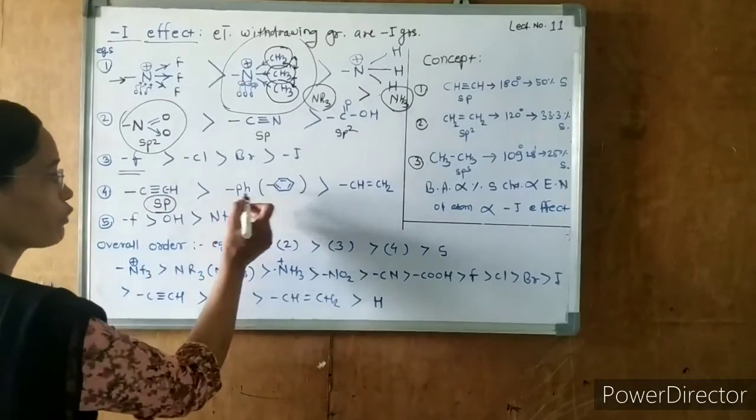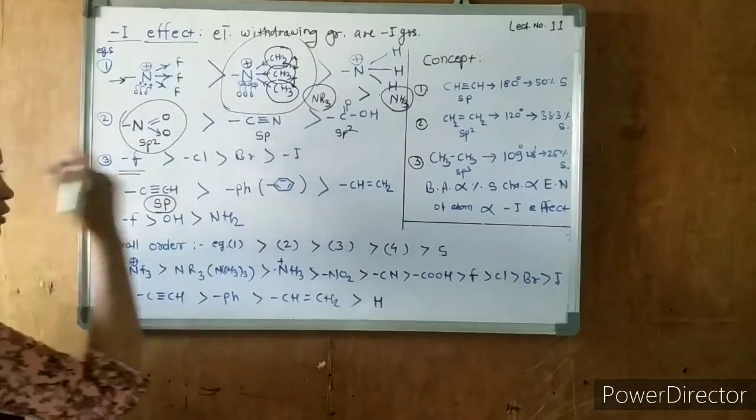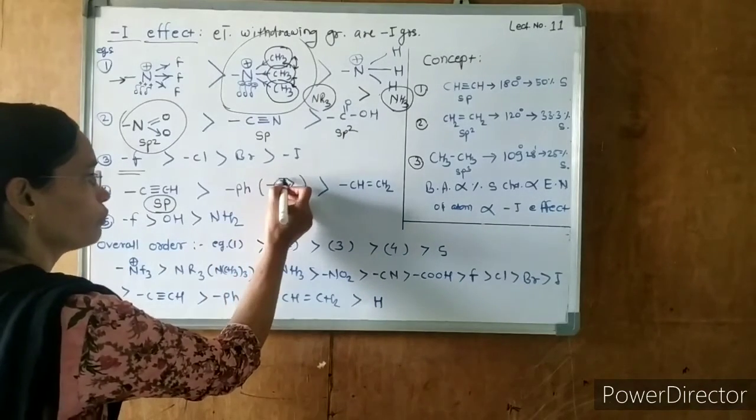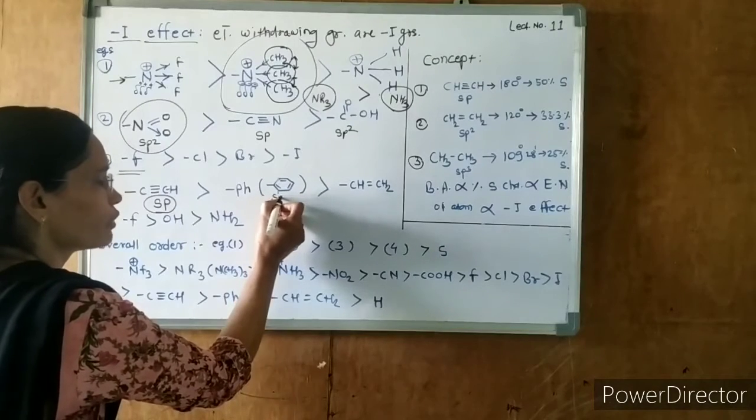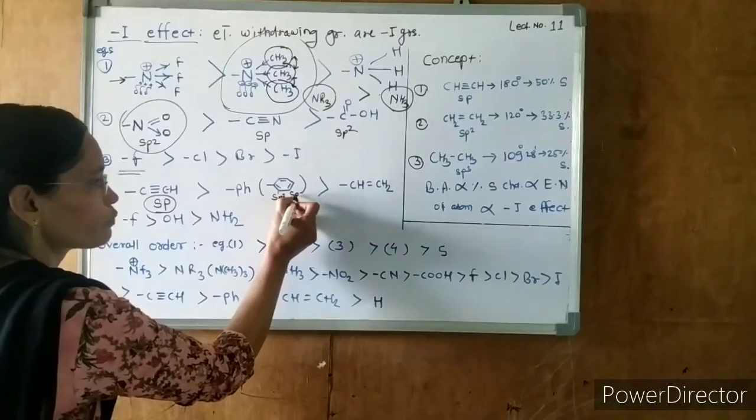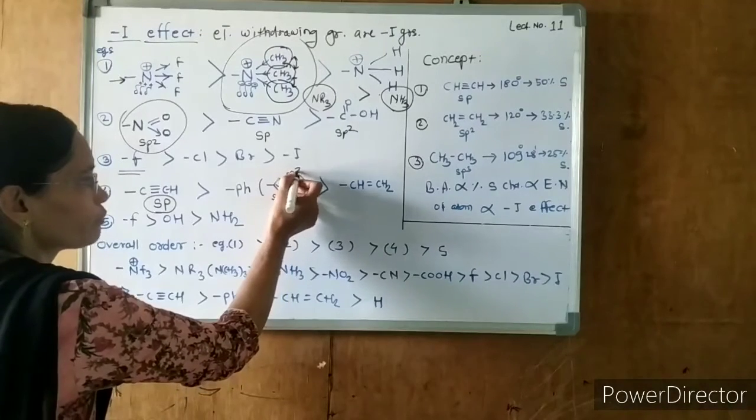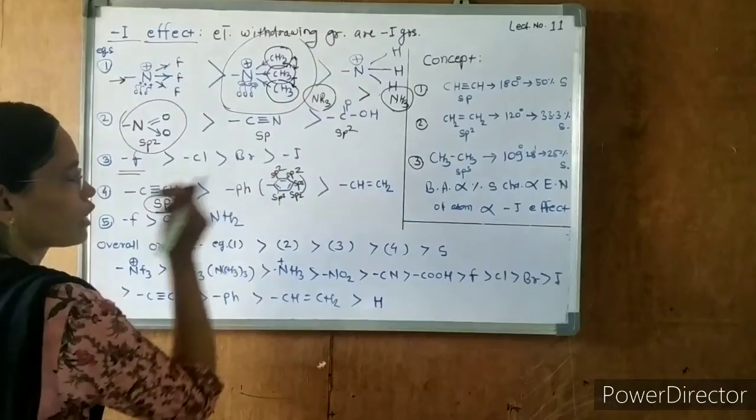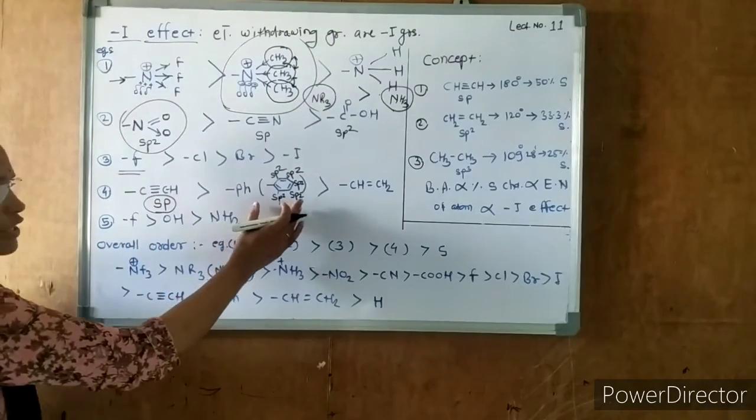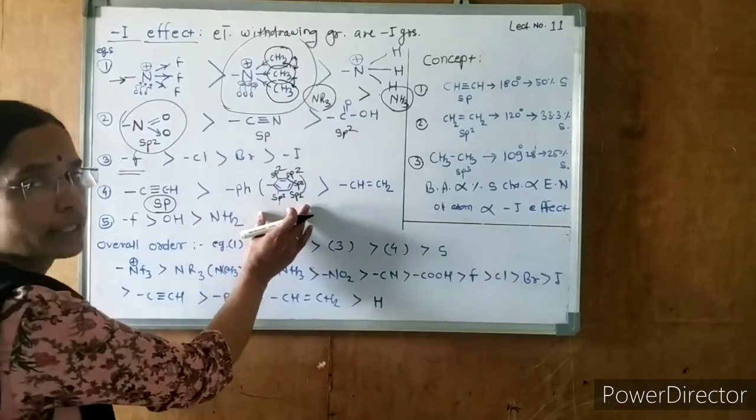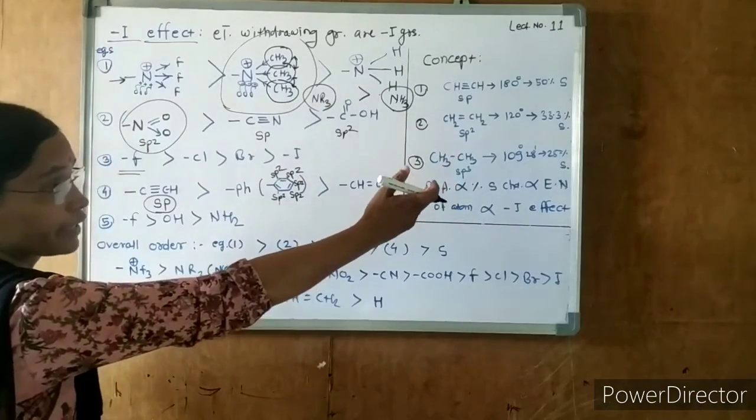Now here, which type of group is Ph? Ph means phenyl group. Phenyl group means I have drawn here the structure for the phenyl group. Here each carbon of this phenyl group is sp2 hybridized. It is an sp2 hybridized carbon atom, right? So as compared to the sp hybridization, sp2 hybridization is less electronegative. This is a concept. You can see this concept once again.